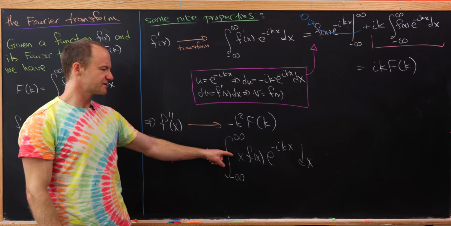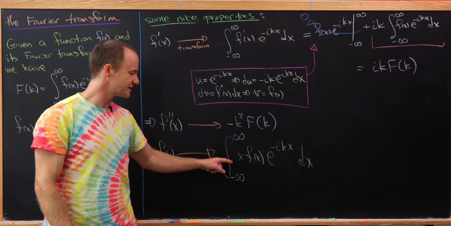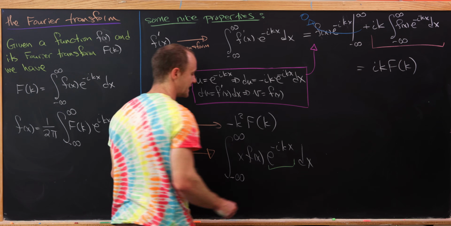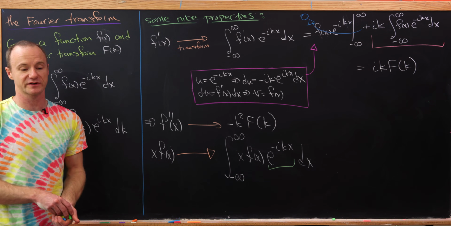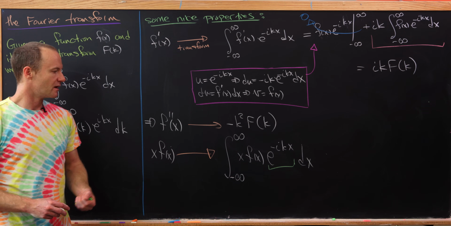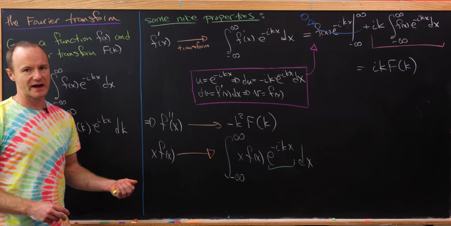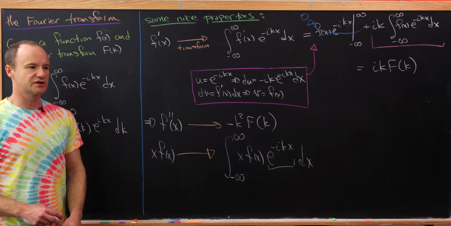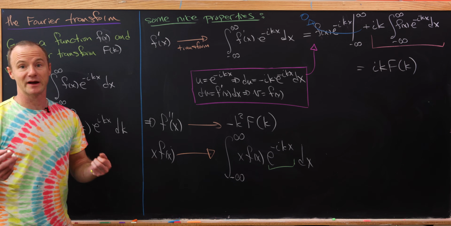But now if you look at this, where could this x have come from? Well, notice that it could have come from taking this complex exponential right here and taking its derivative with respect to k. But in fact, we would be off by a constant there, because that would have given us a minus i. So in order to fix that, we need to multiply by positive i.